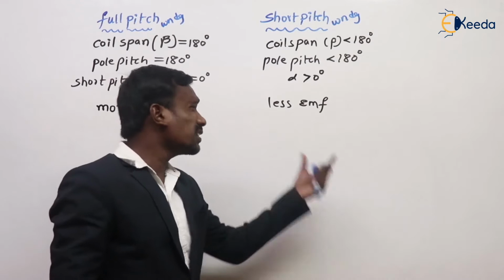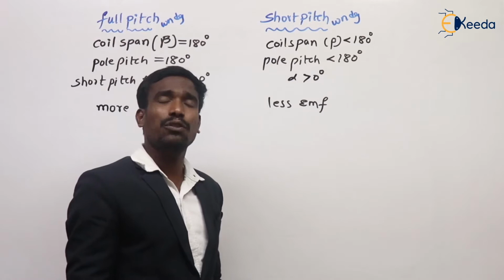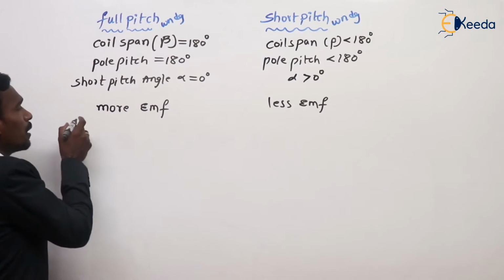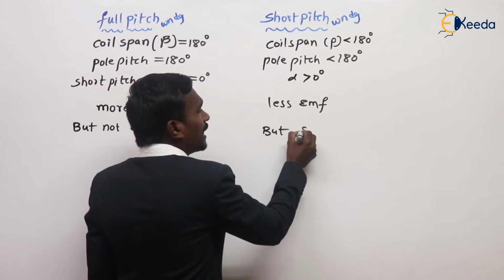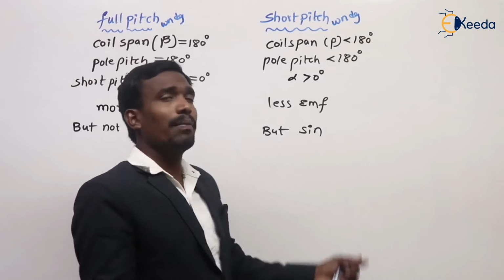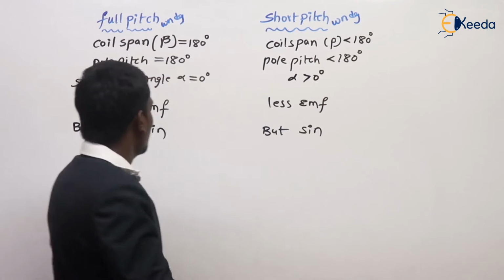This is a disadvantage, even though we use short pitch winding more than full pitch winding, because in full pitch winding the EMF is more, but not a sinusoidal EMF. Even though here the EMF is less, a sinusoidal EMF is there. This is the main advantage. Now you have a question: Sir, why here is the EMF not sinusoidal and why here is the EMF sinusoidal?